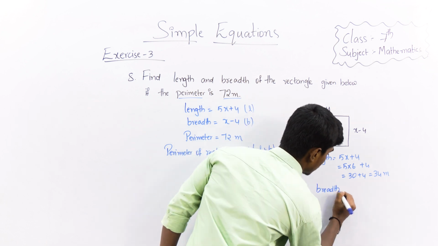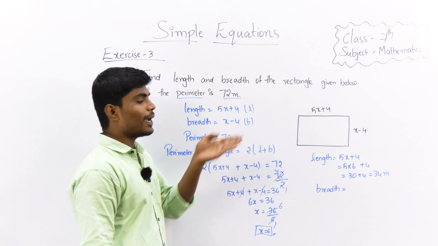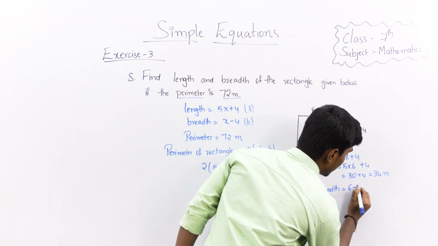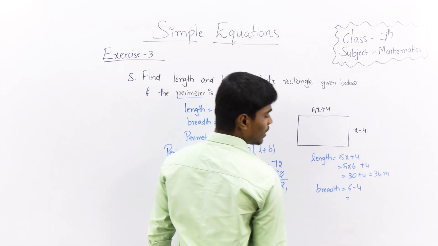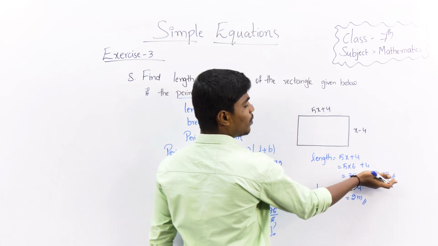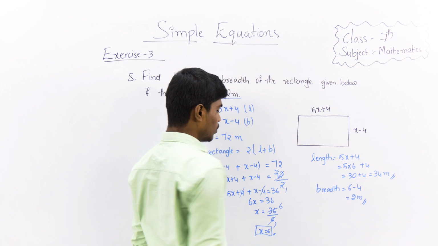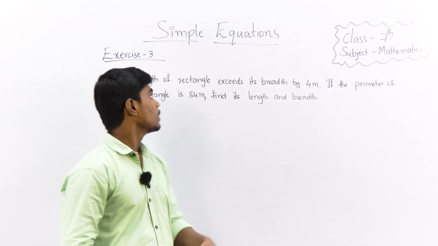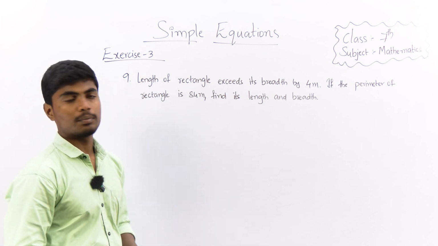Now breadth. Breadth is equal to x minus 4, where x is 6. So 6 minus 4 is 2 meters. Length is 34 meters and breadth is 2 meters. This is the solution for the 8th problem. Now we move to the 9th problem.